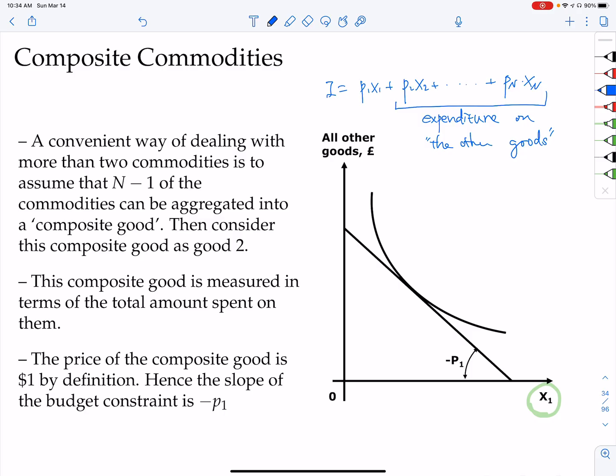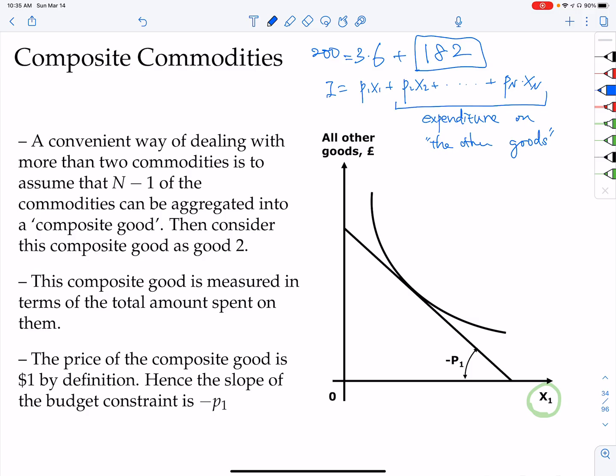Suppose you have $200 and you bought 6 units of the first good at $3. Then the other will be how much? 188, I'm sorry, 182. So that will be the expenditure on the other goods. You're spending $182 on the other goods.